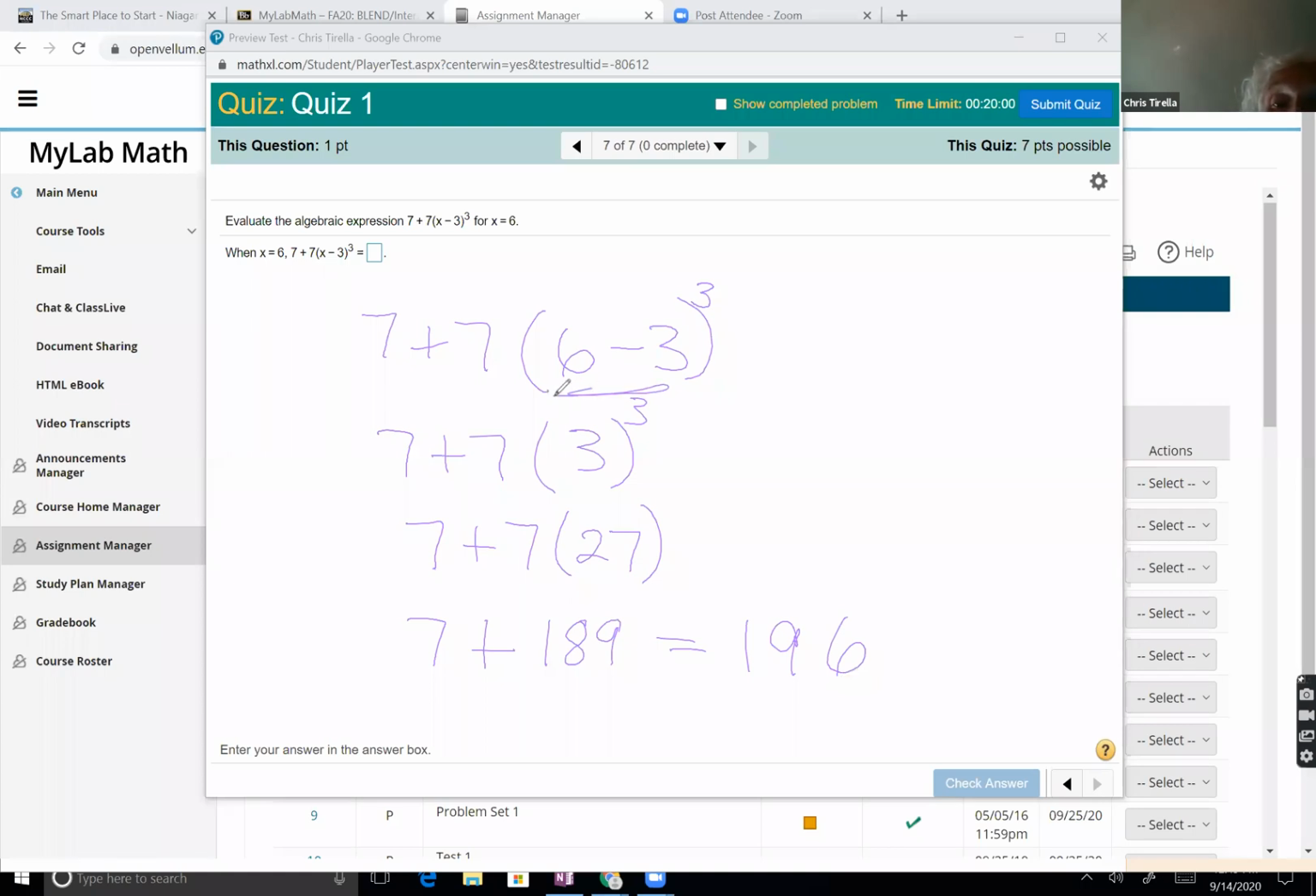Plus, you're supposed to do inside parentheses first. And I think it's easier to subtract 6 minus 3 and then just take that 3 to the third. If you can simplify what's inside the parentheses, you've got to do that first. All right? Anything else? If not, that was the quiz.